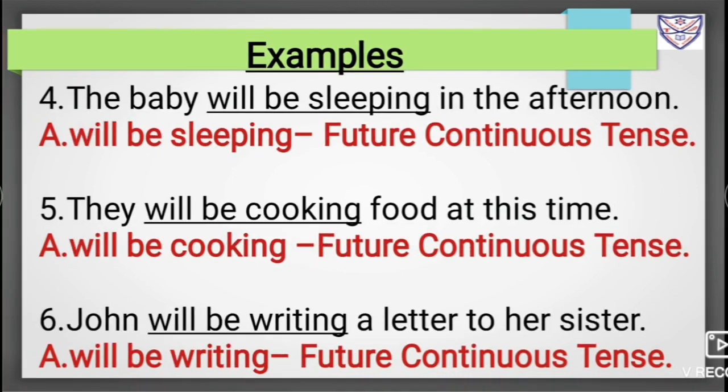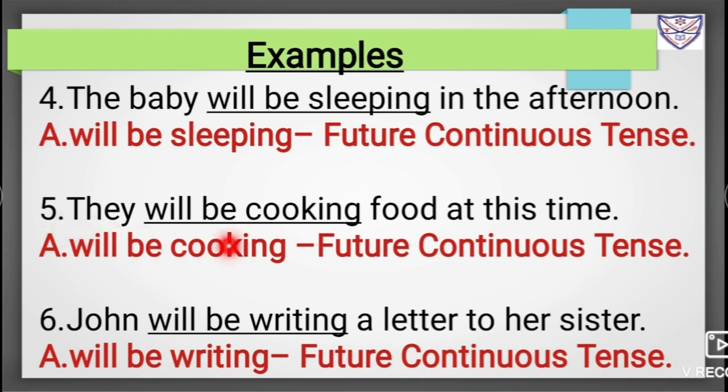Number 4, the baby will be sleeping in the afternoon. Now over here the baby is the subject. After the subject we have will be, which is a helping verb. After helping verb we have verb plus ing form, which is sleep plus ing will become sleeping. Therefore we can say this verb will be sleeping is in future continuous tense, as this verb will be sleeping shows an action which will be going on or continuing at some time in the future.